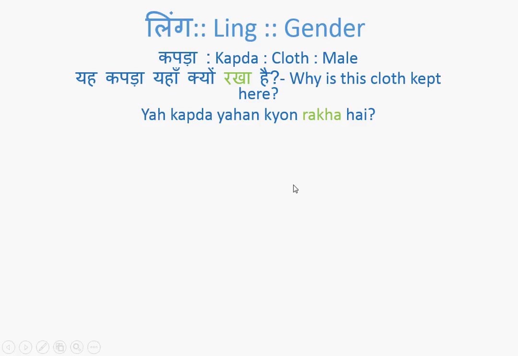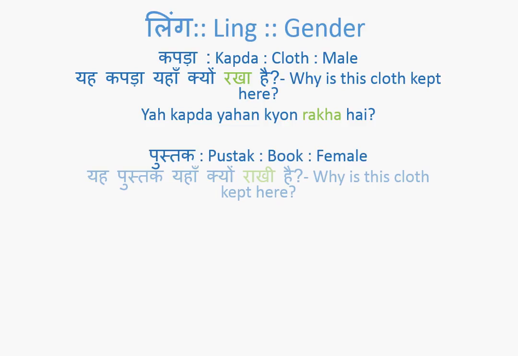Now it's not रखी है. Understand here, रखा, this verb goes for कपड़ा. So यह कपड़ा यहाँ क्यों रखा है? Now take the example of a book, Pustak, which is female. The same question changes like this. Why is this book kept here? यह पुस्तक यहाँ क्यों रखी है?